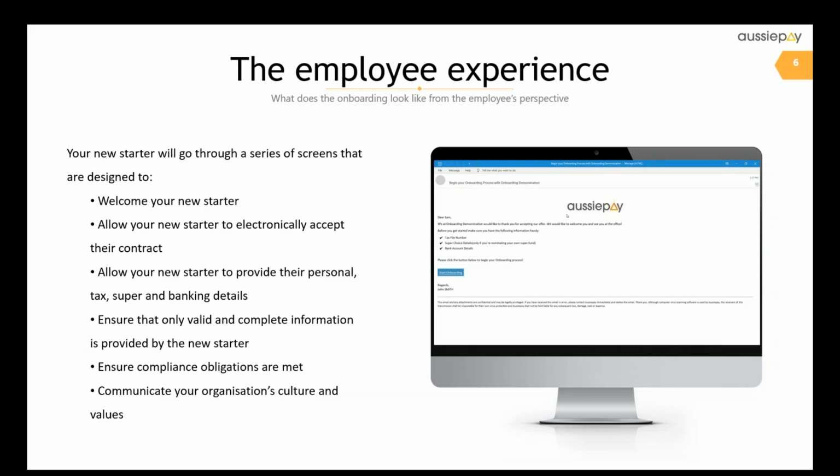The main parts of the onboarding wizard, which will change depending on how you've configured it, are the contract acceptance, entering personal information, choosing a password, entering tax details, super details, etc. With the idea of welcoming your new starter, allowing some electronic acceptance, allowing information to be completed online, ensuring that only valid and complete information is provided, that your compliance obligations are met, and the last one on this list, but possibly one of the more important ones, is communicating your organization's culture and values. So let's have a look at what that looks like.